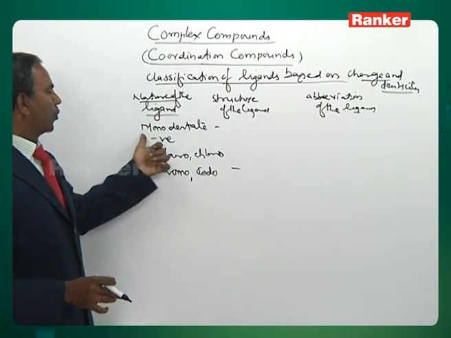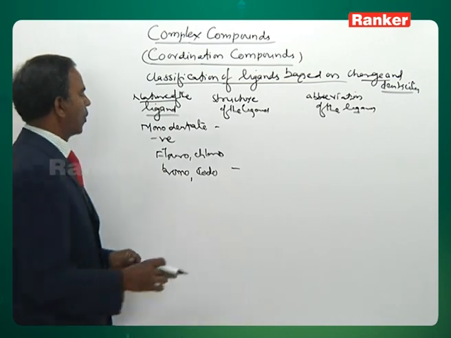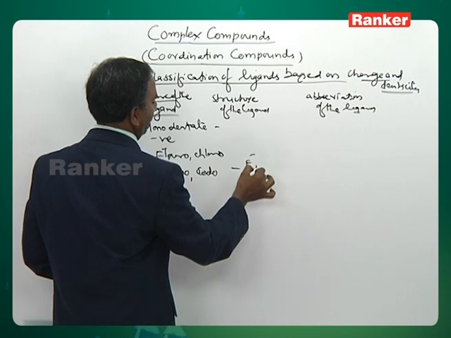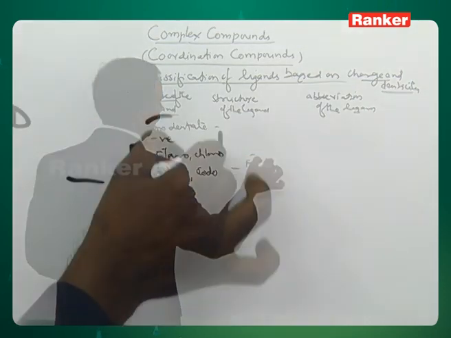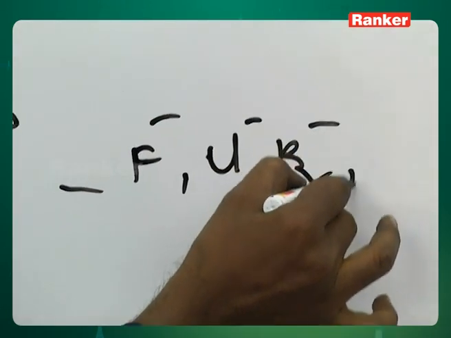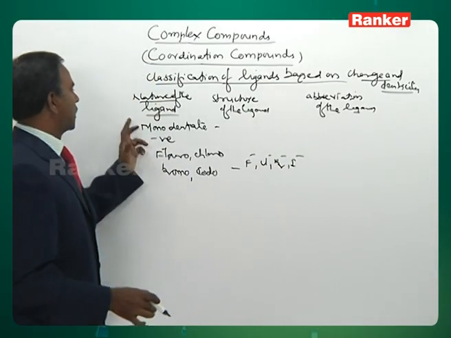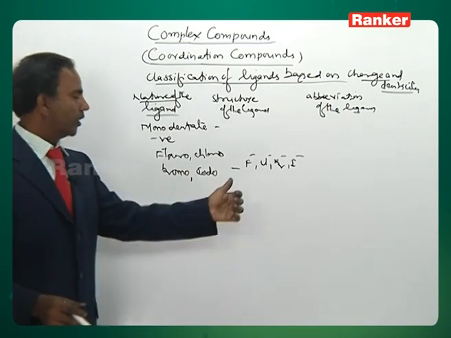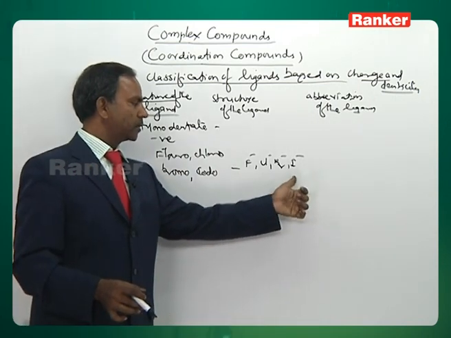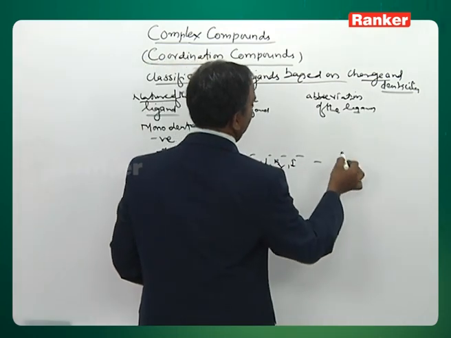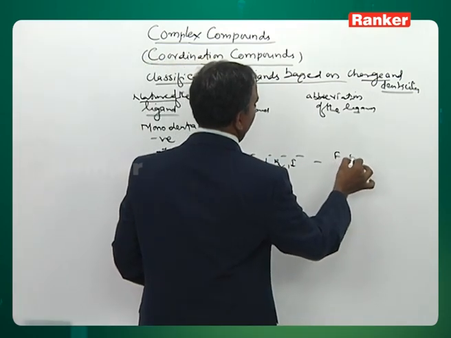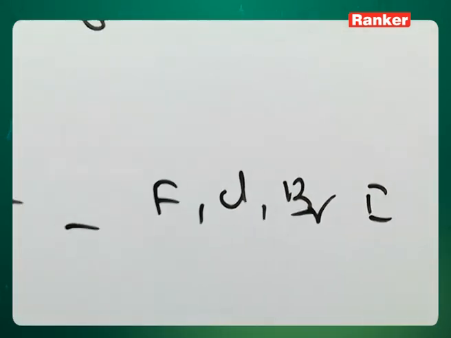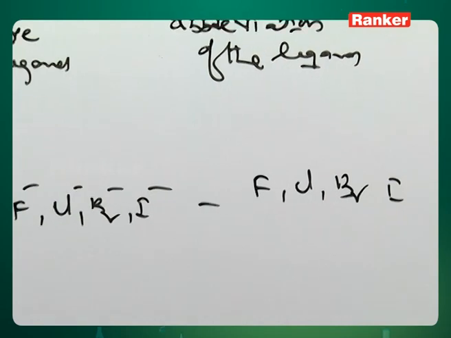Nature of the ligand: monodentate negative, fluoro, chloro, bromo, iodo. Their structure is simply represented by F minus, Cl minus, Br minus, and I minus. Their abbreviation is also simple: fluoro, chloro, bromo, iodo.